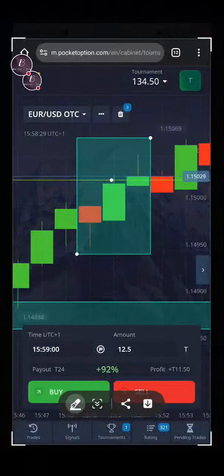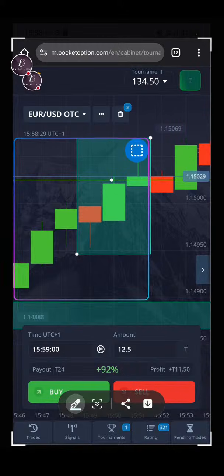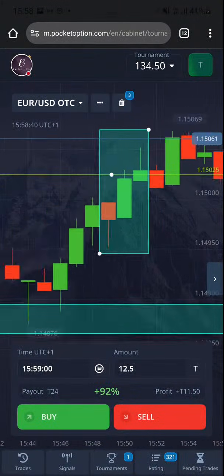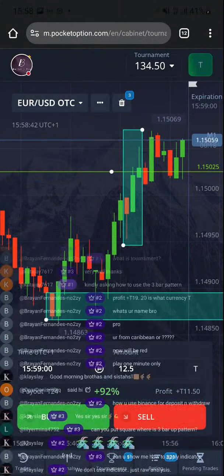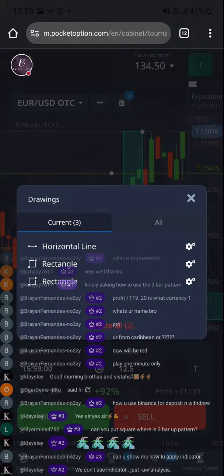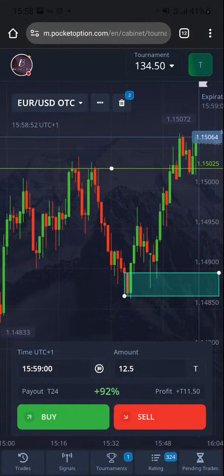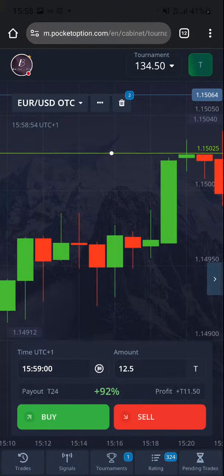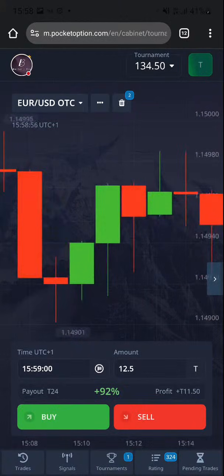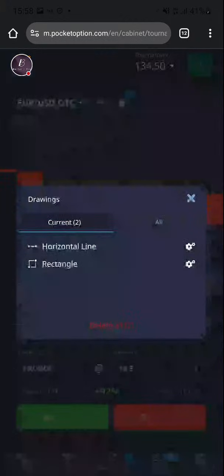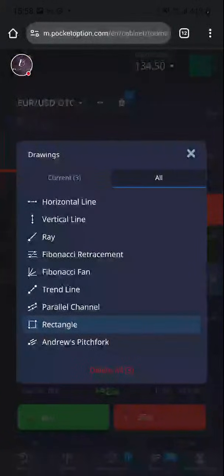You understand? You can see we have this red, green, green. Then you understand we have a red after it. If you check throughout the market, you see 3 bar up patterns. Most of them have retracements. Yeah, this is raw market analysis, no indicators. If you look throughout the market, you see a lot of them. Look, this is another 3 bar pattern.